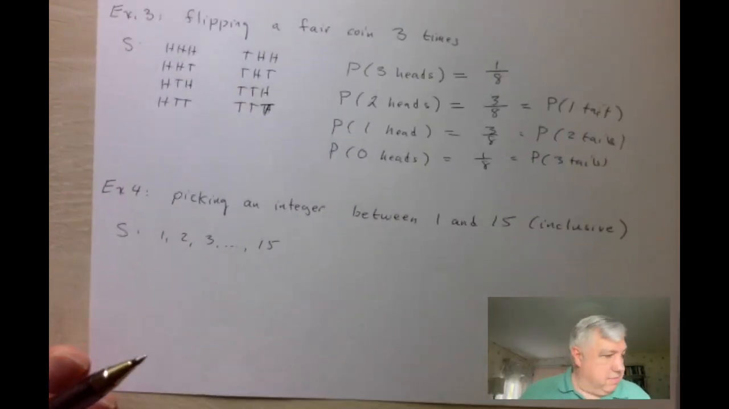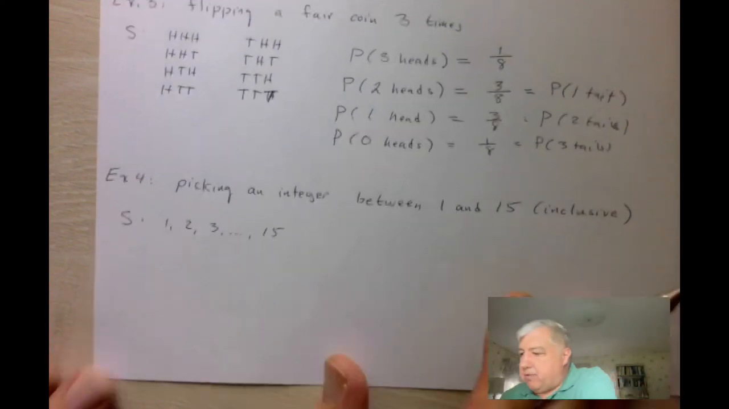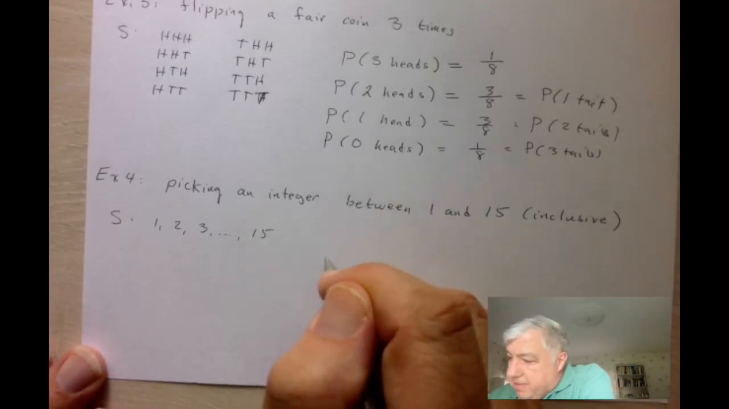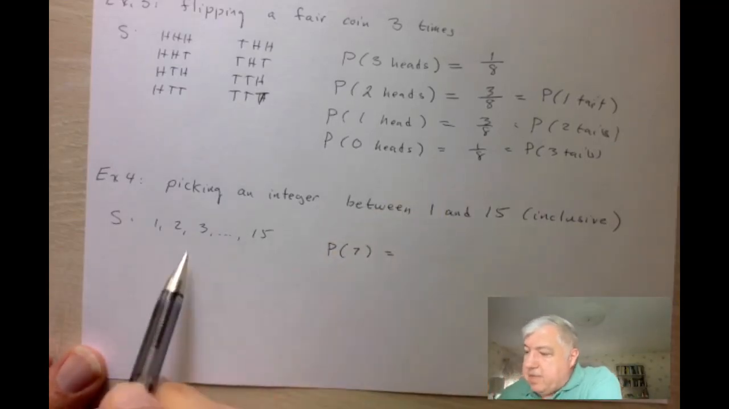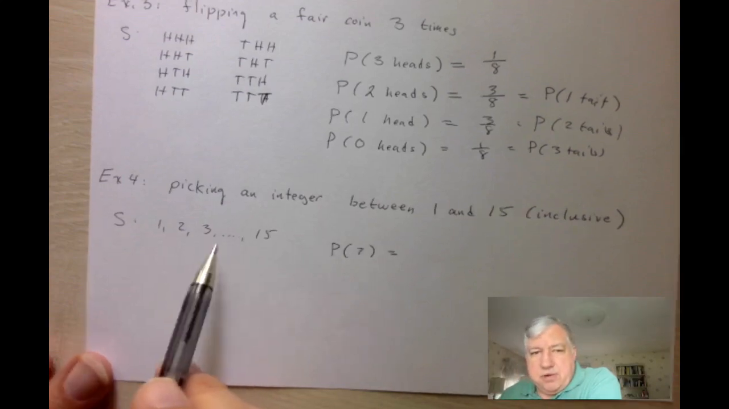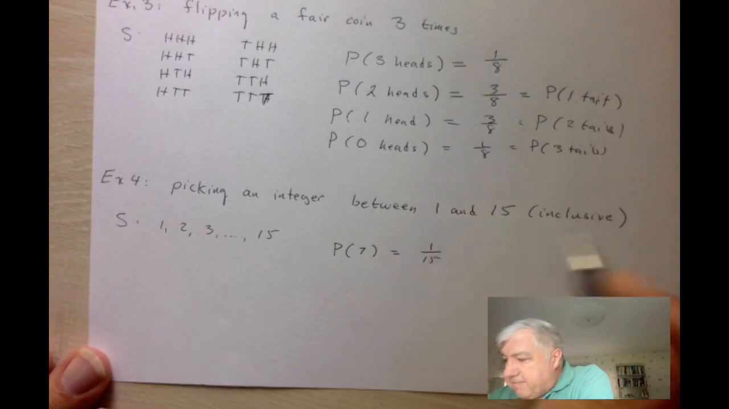All right. Picking an integer between 1 and 15. Well, what can we talk about? Obviously, we can talk about the probability of picking, let's say, a 7. 7 occurs exactly once in here, so it's just one specific outcome, so that'd be 1 out of 15.